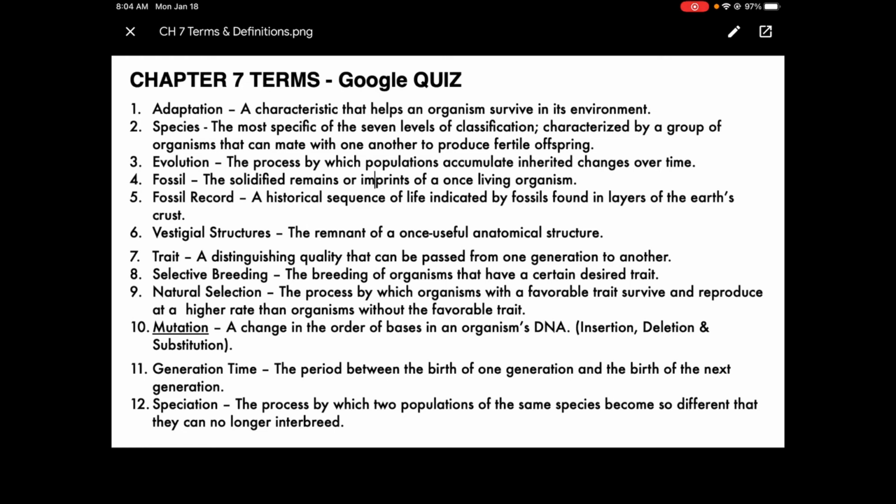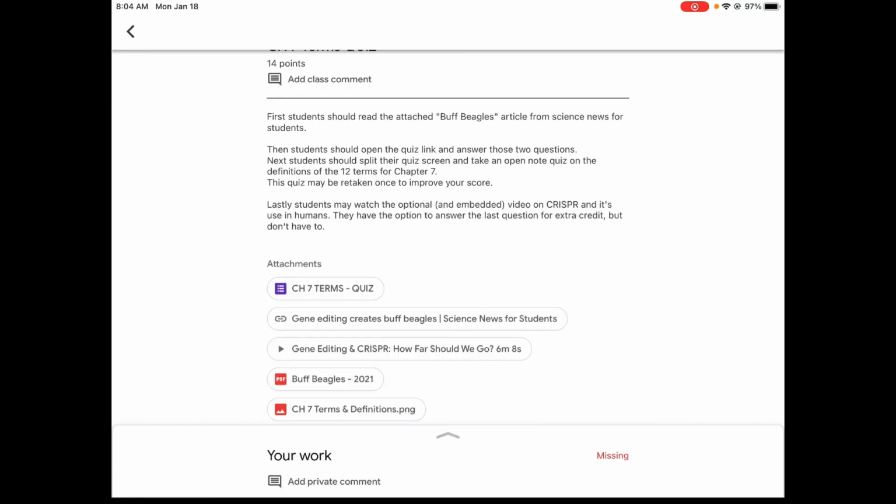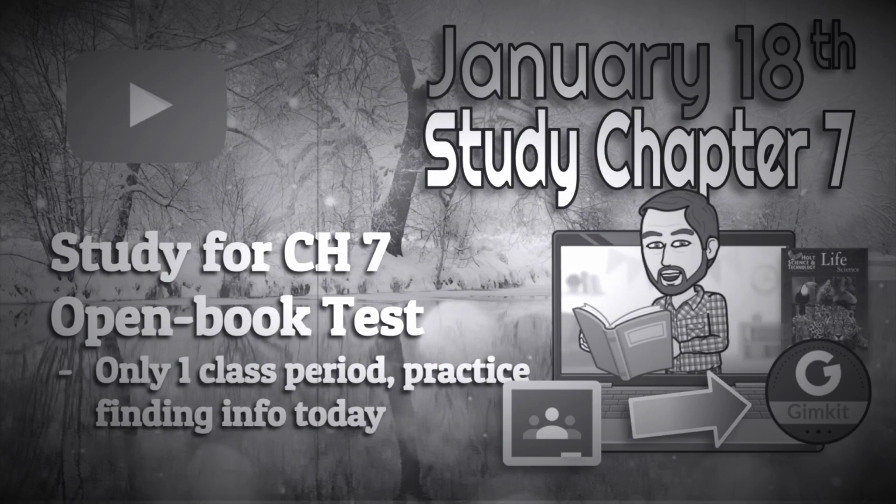So knowing these words would make the test easier so you don't have to hunt them down in the book. Again, open book test, the trickiest part is knowing where to look for answers and knowing enough of the answers from your head so that you don't have to look for them all. You only get one class period, and open book tests generally take longer if you aren't prepared.